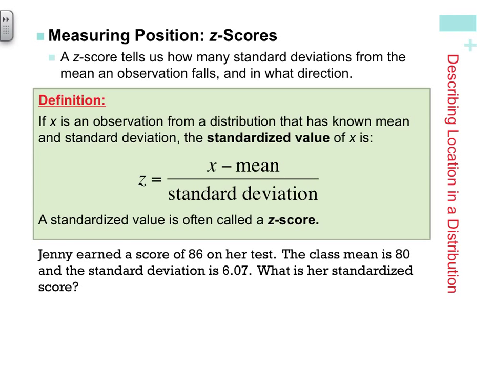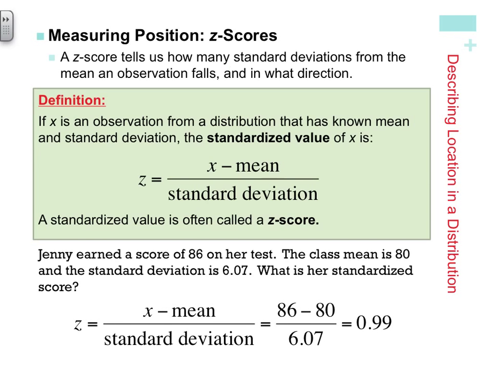Okay, so here's Jenny. She earned an 86. Her class mean was 80. The standard deviation was, I said, about 6. It was more like 6.07. So if I had to calculate her standardized score, or her z-score, I would do as follows. Now I understand that 0.99, which is about 1, is what we said before, that Jenny is about 1 standard deviation, or 0.99 standard deviations, away from her mean.